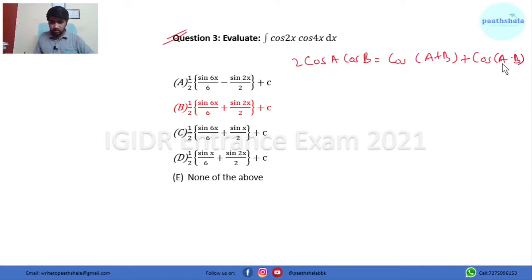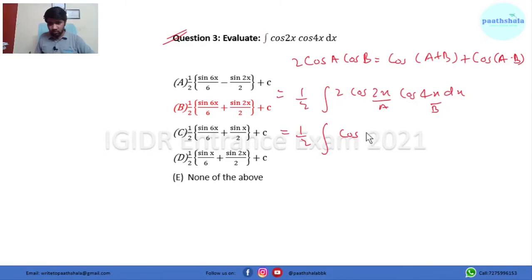Okay. So in order to use this identity, I'm going to multiply and divide by 2 in the integral. So this will become half 2 cos 2x and cos 4x dx. And if we solve it further, this will come out to be half, and let's say this is A and this is B. So this will become cos 2x plus 4x. So this will come out to be cos 6x plus cos 2x minus 4x.